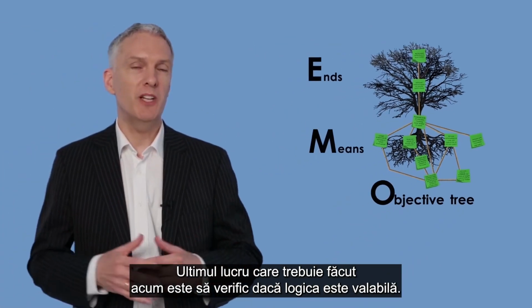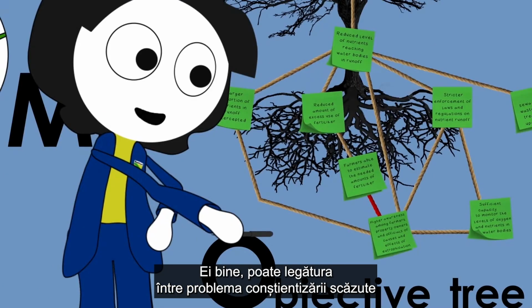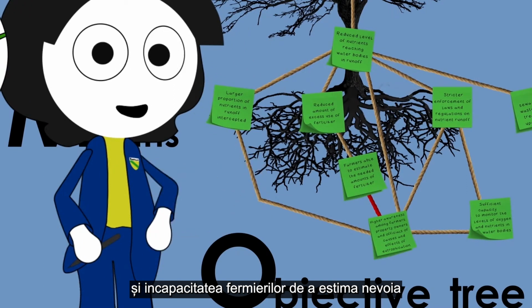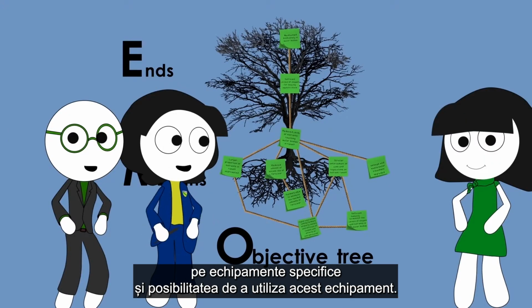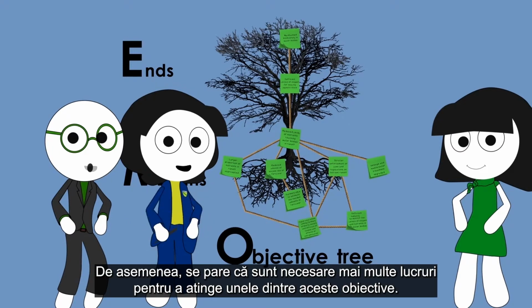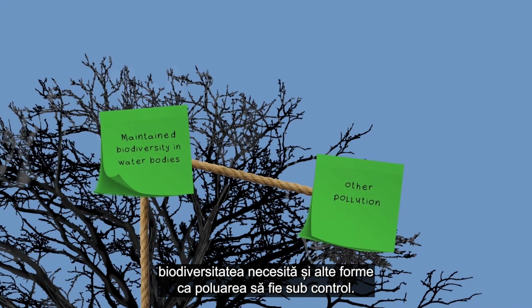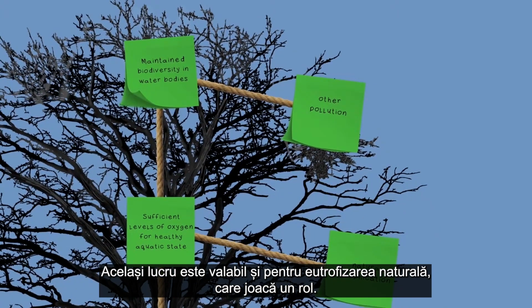The last thing that needs to be done now is to check if the logic still holds. Well, perhaps the link between the problem of low awareness and farmers' inability to estimate the need is not so obvious anymore now. The ability to estimate comes more from being trained on specific equipment and the possibility to use this equipment. Also, it seems that more things are needed to achieve some of these objectives, seems we forgot these when we analysed the problem. For instance, biodiversity also requires other forms of pollution to be under control. The same goes for natural eutrophication, which plays a role.